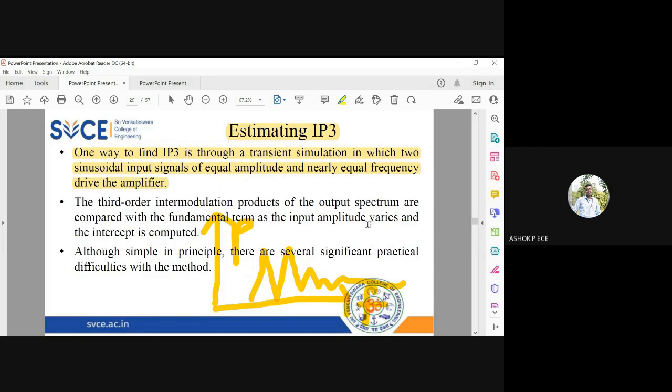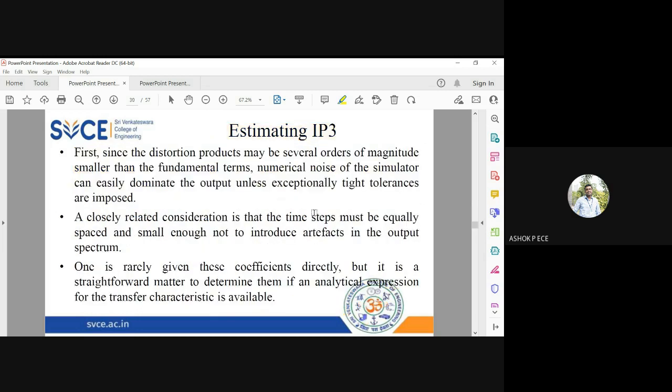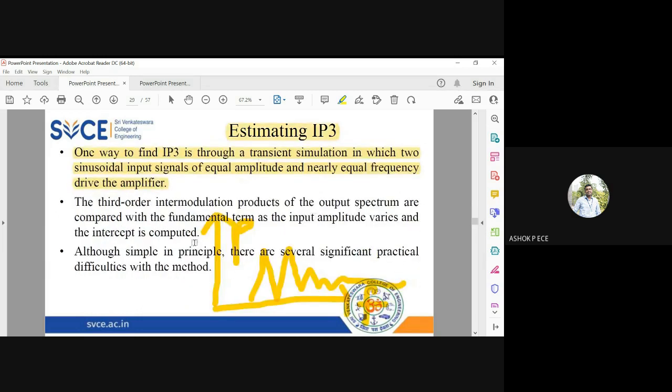From this, you can find out the third order intercept point. So from the third order products, you can find out what is going to be the IIP3 point. First step is simulation. So using simulation, you can find the IIP3 product. That is the first method given here.